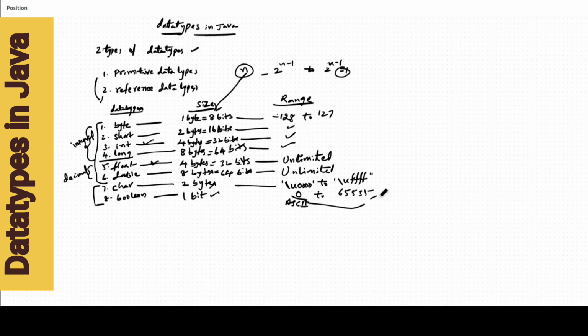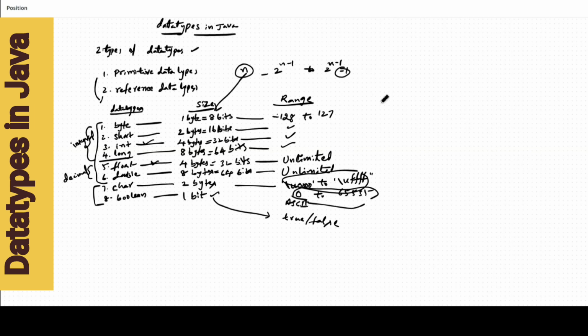So this is ASCII and this is Unicode. So this is a range for char. And for boolean, it is not a range, only two possible values: one is true, the other one is false. We can assign them to variables. So this is the range.